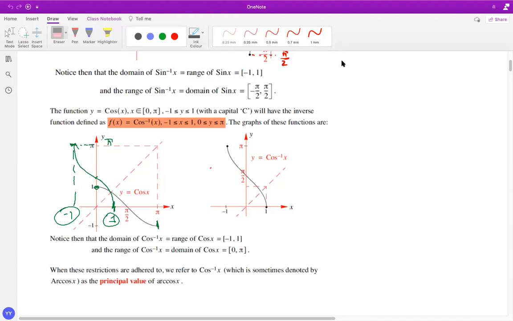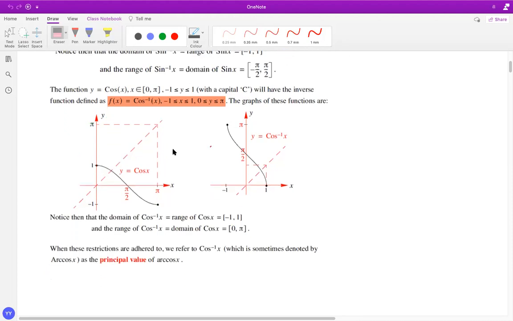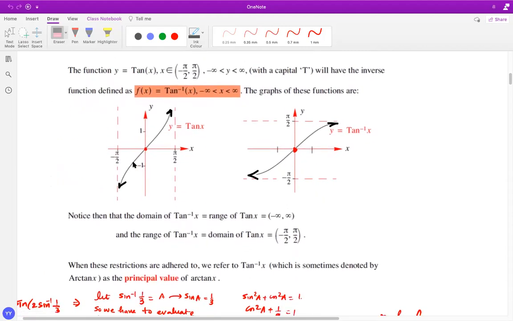And the last one is the tan inverse graph. For the tan graph, we just take one cycle, from negative pi by 2 to pi by 2. And its inverse, when we reflect across the y equals x line, is going to be something like here, which is nothing but the reflection in the y equals x line. In that case, the range that you get is negative pi by 2 to pi by 2, and the domain is x belongs to the real numbers.